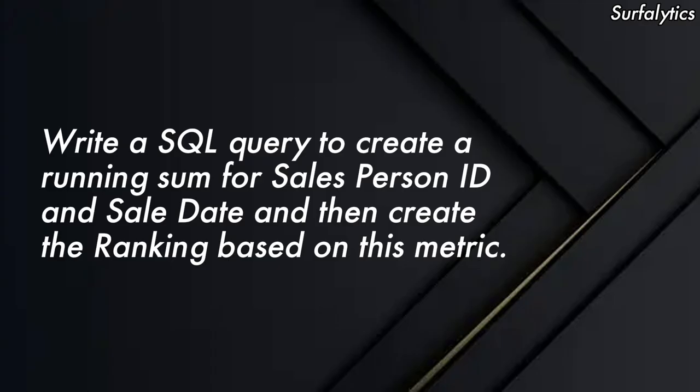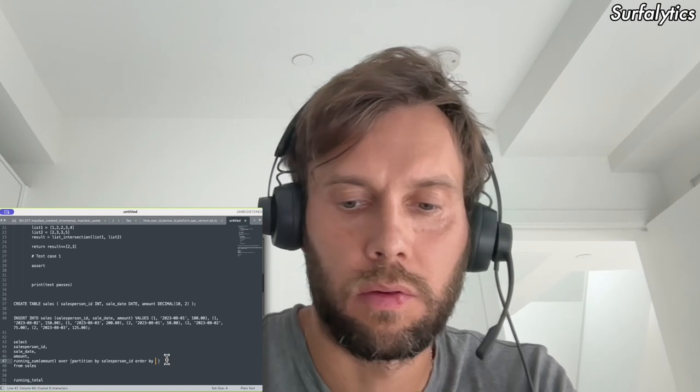Write a SQL query to create a running sum for salesperson ID and sale date, and then create the ranking based on this metric. We want to calculate the running total for each salesperson and sale date, right? Okay. First, assuming this works fine, this just returns us the data. And next, we can use the window function. I don't remember the exact name, but running sum. I group it by salesperson ID and sales date. And you assume that it will fail and tell me that amount is not in grouping.